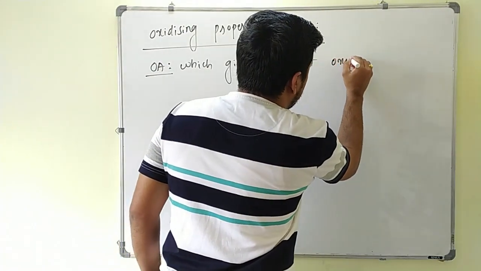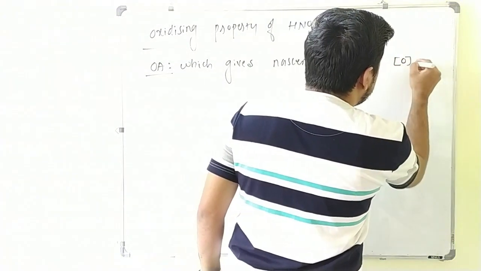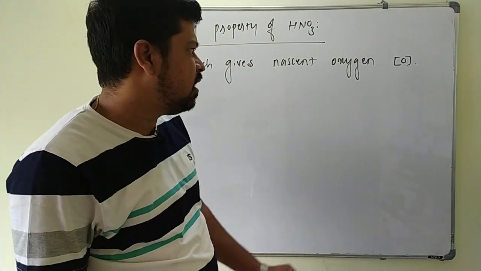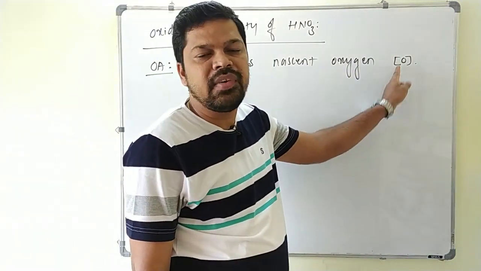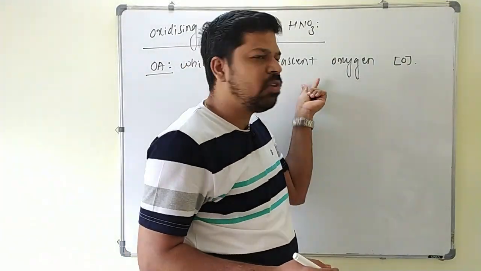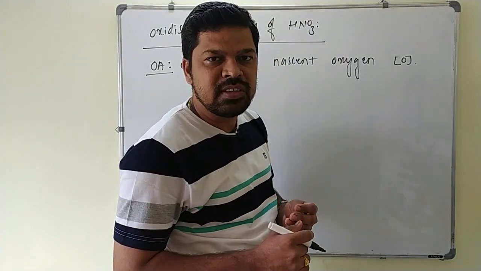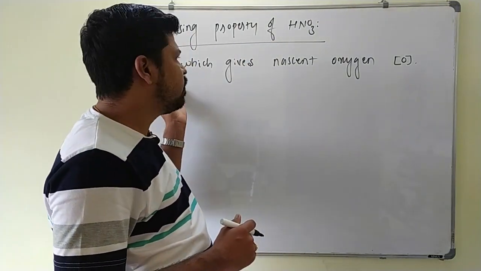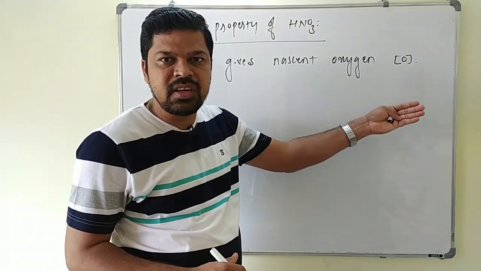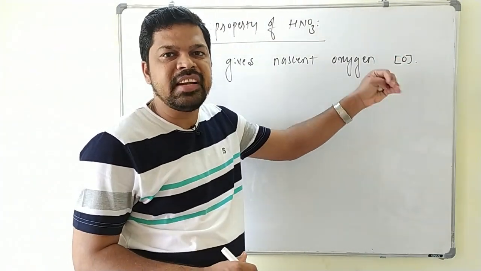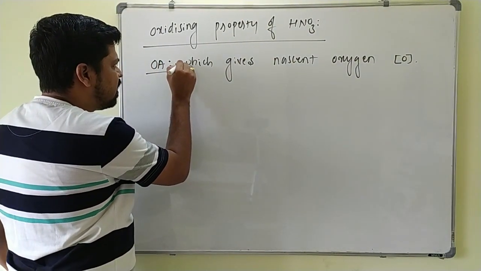I'll write, oxidizing agent is one which gives nascent oxygen. Here the nascent oxygen is nothing but a highly reactive elemental oxygen. This is so reactive that anything that comes in contact with it, this oxygen will readily combine with that species. So this is called nascent oxygen, which is highly reactive in nature. The addition of oxygen is nothing but oxidation. So the species which give nascent oxygen are called oxidizing agents, and that species gets oxidized. This is the first point of an oxidizing agent.